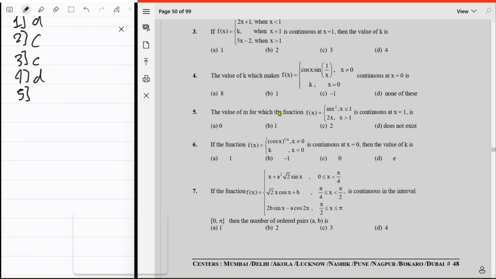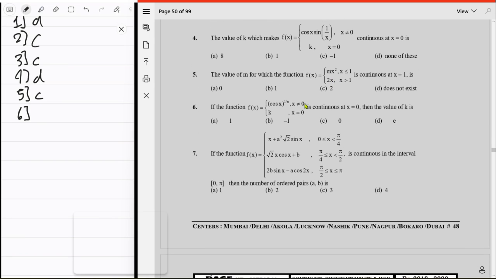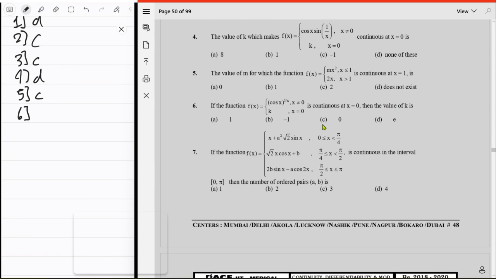Fifth: the value of m for which this function is continuous at x equal to 1 is, so it's 2 is equal to what? Equal to m. Come on, seriously, give me something better than these plug in the value, get the value kind of questions.